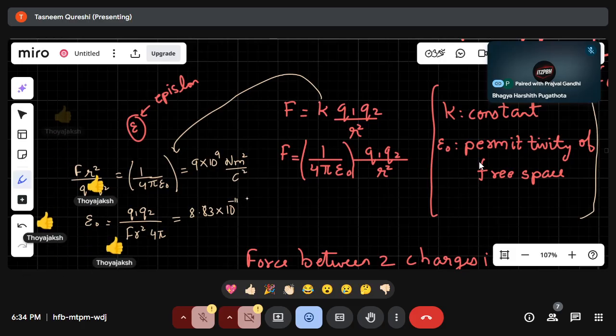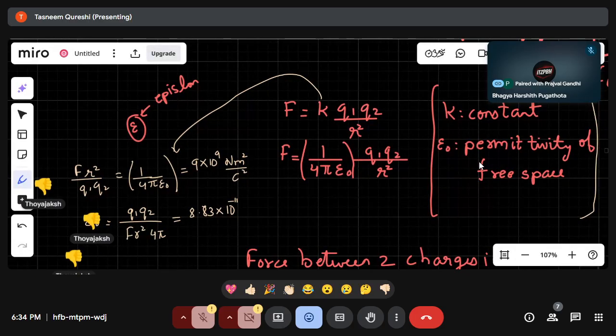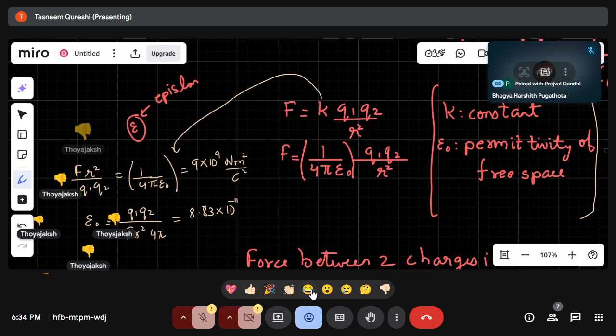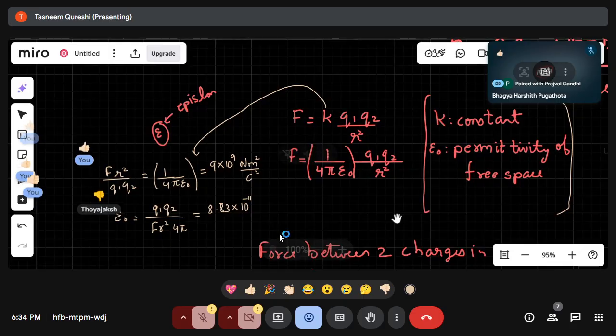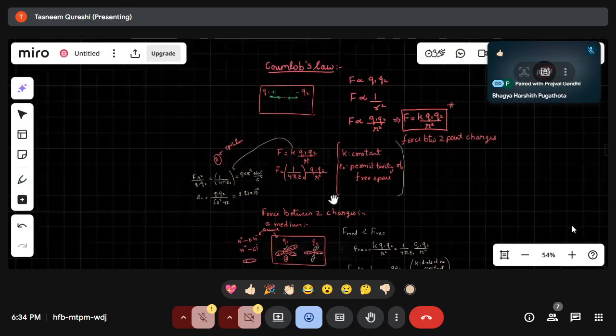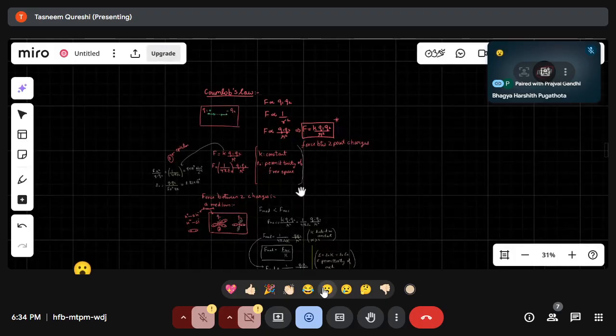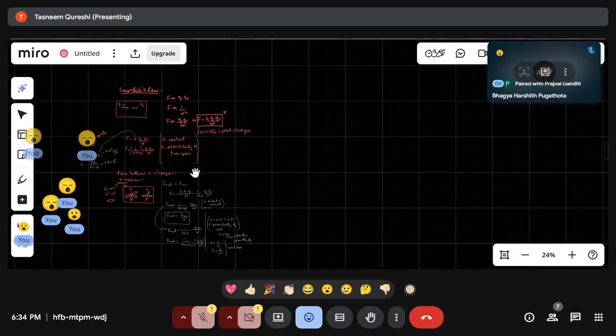The value might be different. I've not memorized it, and there is no need for you also to memorize it. It will be given in the exam, any of them. So these are just the values, and this is it. This is the first part of the lesson, the introductory part of your electrostatics.